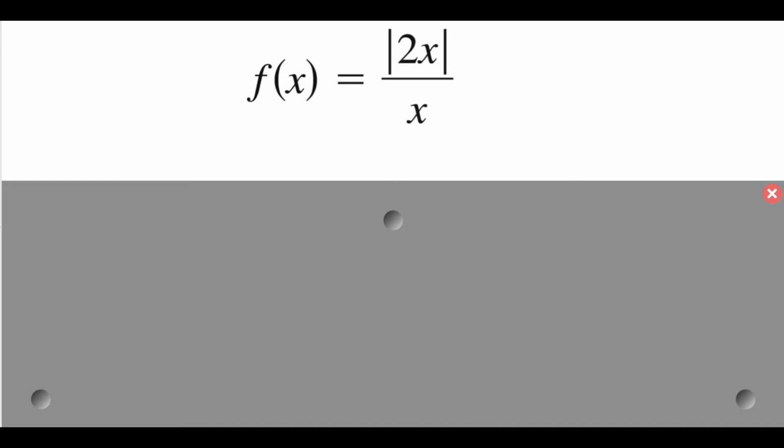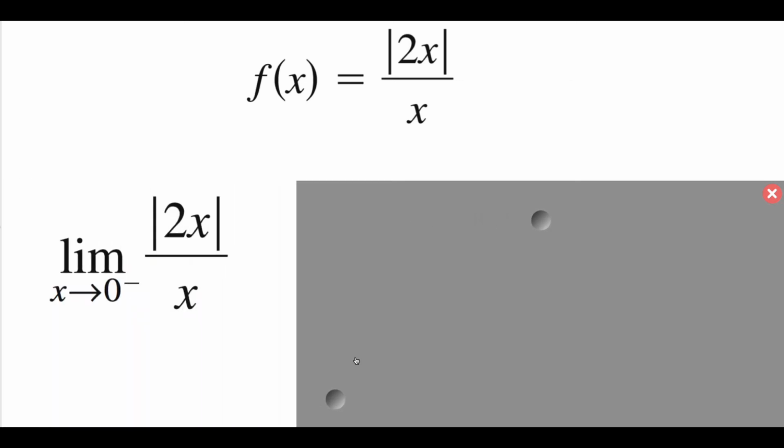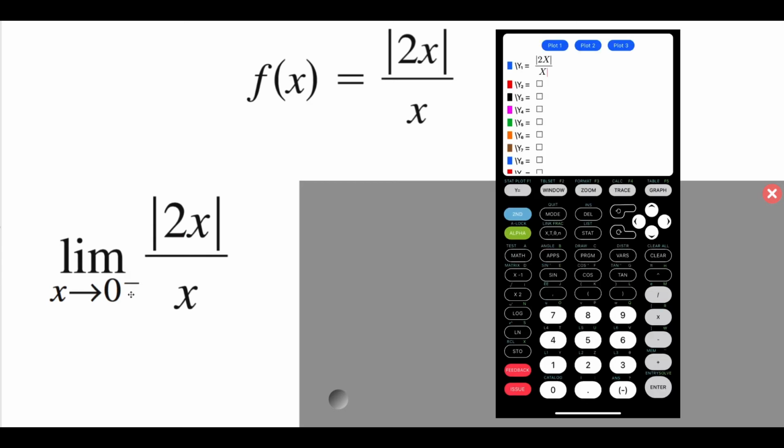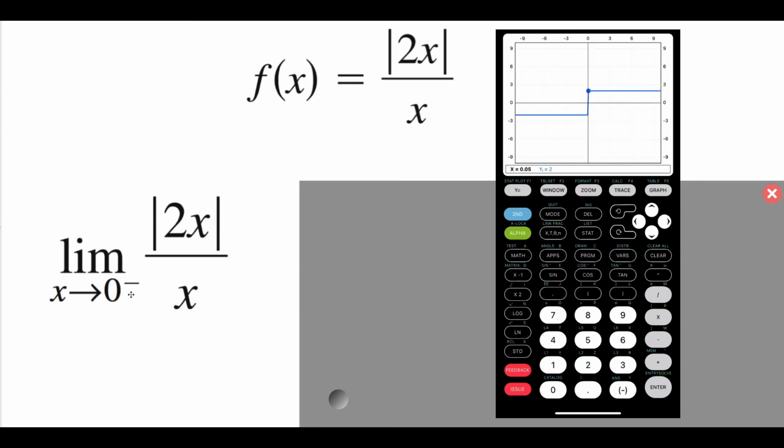So if we wanted to look at the function f of x equals the absolute value of 2x over x, we're going to look at that limit first on the left-hand side. So we're going to look at the limit of this function as x approaches 0 from the left-hand side. Now I'm going to look at this one graphically. On my calculator, I already have that function typed in. If I hit graph, I'm going to get a picture that looks something like this.